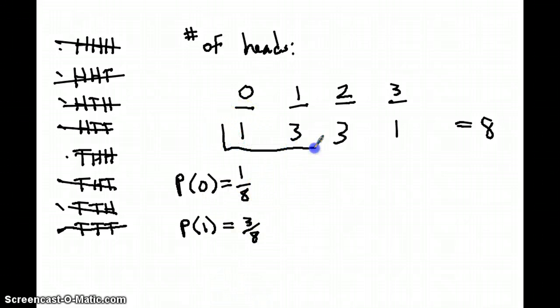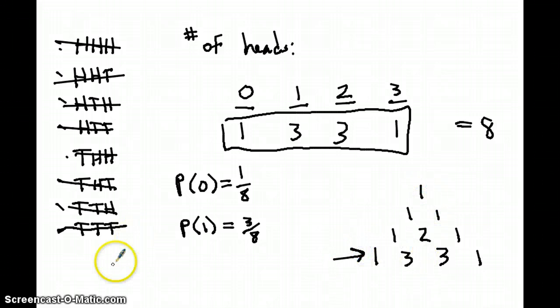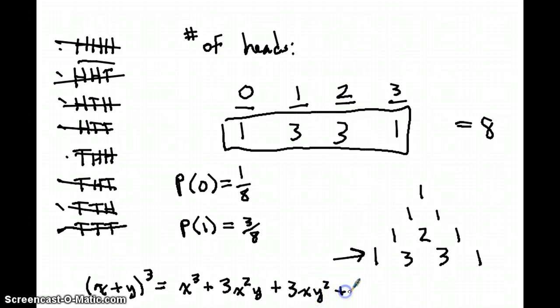You also might notice these little guys right here, the 1, 3, 3, 1, was part of Pascal's triangle. This is not a coincidence. 1, 3, 3, 1 came from this little part of the table. This also means that if we were going to take, our book does x plus y, and take it to the guess what power, third, because we're flipping 3 coins, that this would equal x cubed plus 3x squared y plus 3xy squared plus y cubed. You see any similarity here between that kind of thing and this kind of thing?